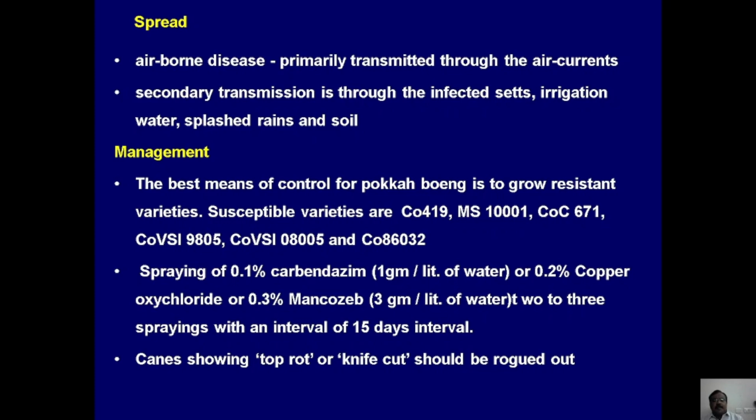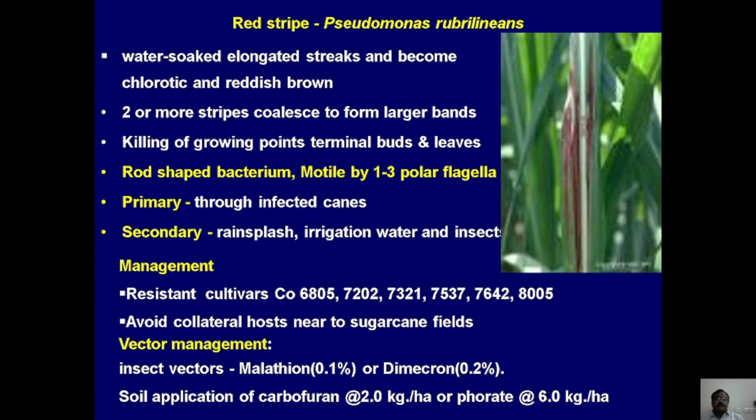A minimum of 3 sprays at 15 days interval are recommended to control further spread of the disease. And then canes showing the typical top rot or knife cut symptoms should be rogued out to avoid further spread. And there are a few bacterial diseases that are also important in sugarcane.